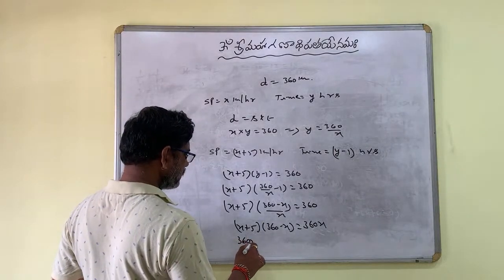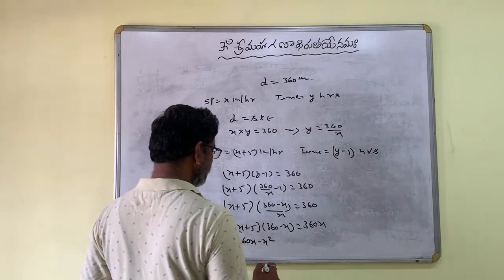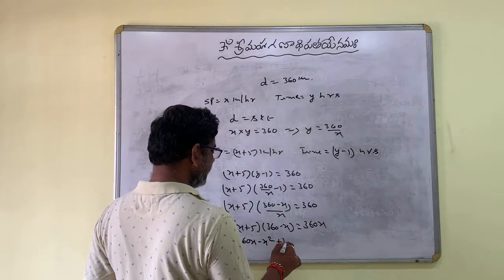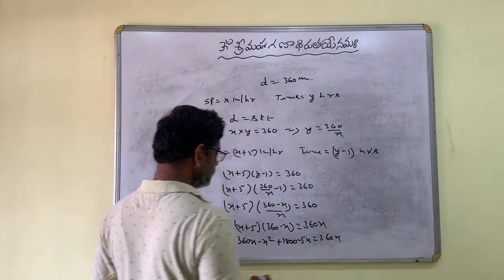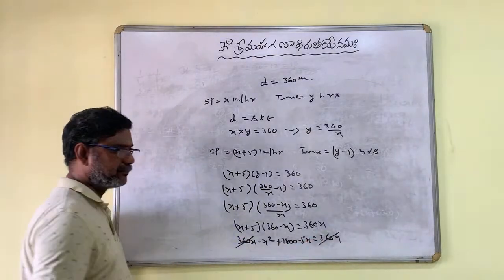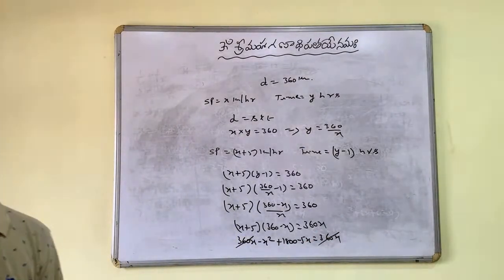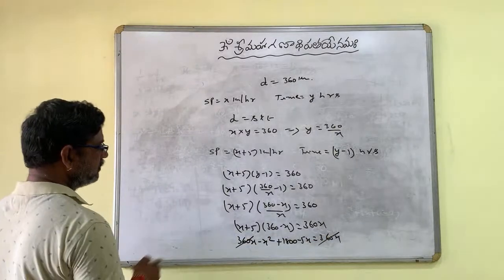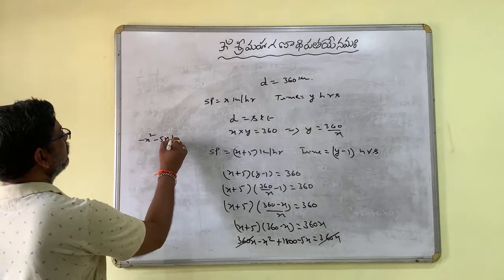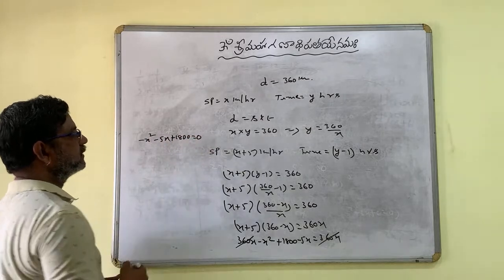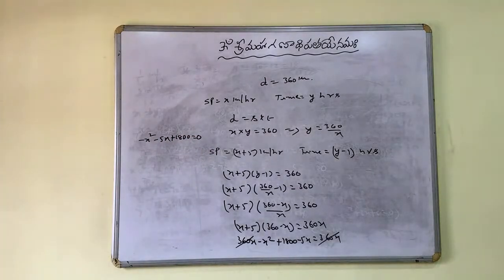360x minus x square plus 1800 minus 5x is equal to 360x. 360x cancels out. So what is remaining? Minus x square minus 5x plus 1800 is equal to 0. You are all forgetting, you are not writing is equal to 0. It is a quadratic equation. When 360x cancels, there will be 0 there.